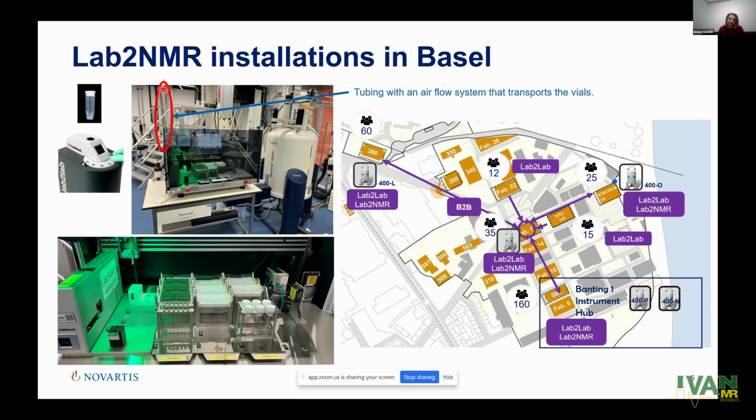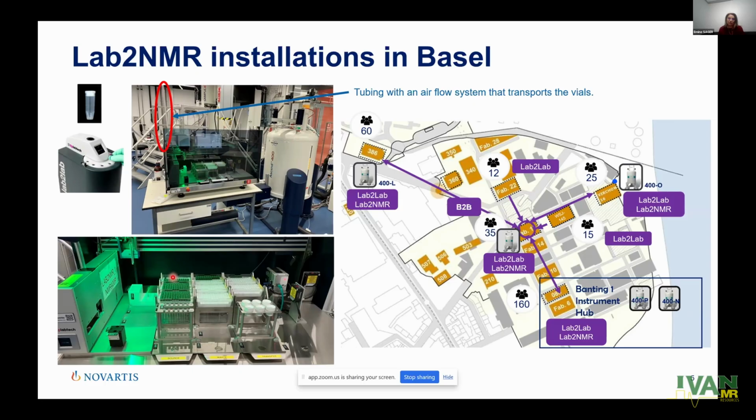Here it's difficult to see, but you have a tubing with an airflow, and this vial will arrive automatically on this robot that's bound to the spectrometer, and then only the robot will work. It will transfer, so it will arrive here. This needle will come, take the solution.